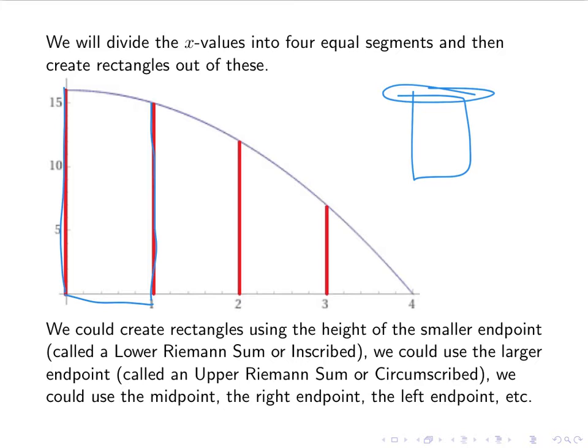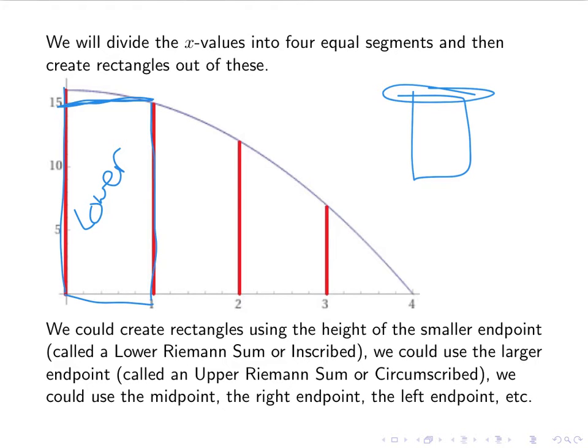If we use the smaller of our two endpoints, then that's called a lower Riemann sum or an inscribed rectangle. It's inscribed because it's inside of our function. So that would look like this. I'd be taking the smaller of my two and making it into a rectangle. So this is the lower.